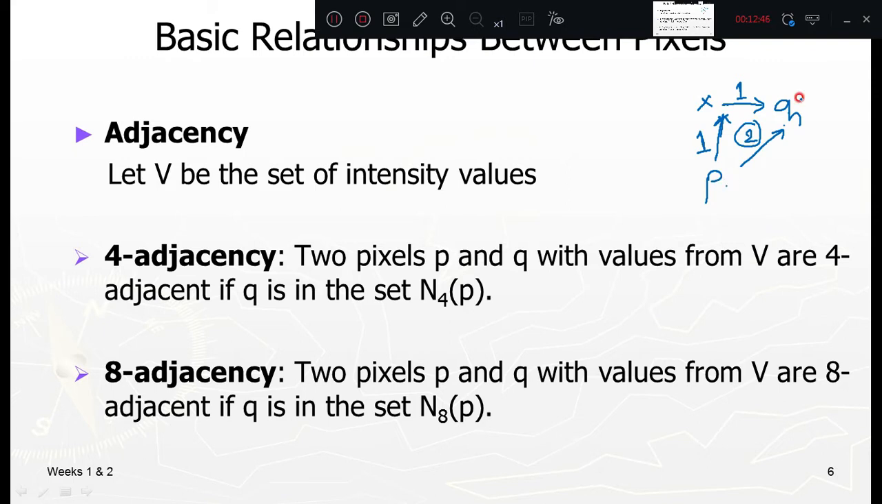Can I go directly from P to Q? Yes. What is the distance between P and Q? It is 1. Why can I go? Because the path is allowed for 8 adjacency. I hope you understood. Provided whatever I have discussed here, when you are going from P to Q, the path will be connected horizontally and vertically.